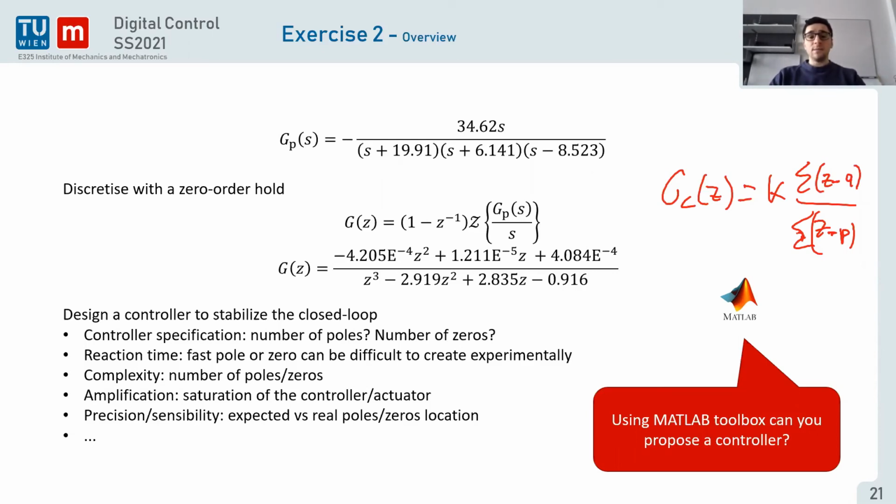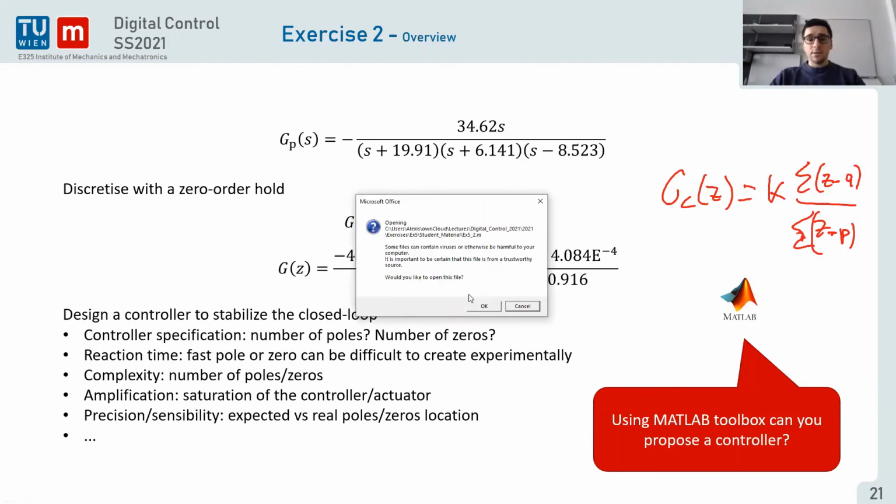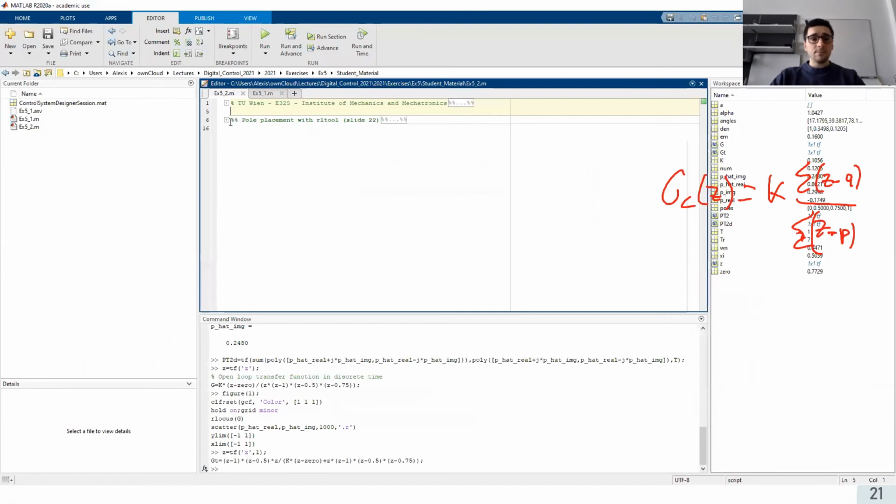And when you have this system, you can see that here the root locus method is not enough. There's too much complexity here. So we definitely need to look at what's happening when we're just placing some poles and some zeros for the controller. And this is exactly what Matlab can help us with.